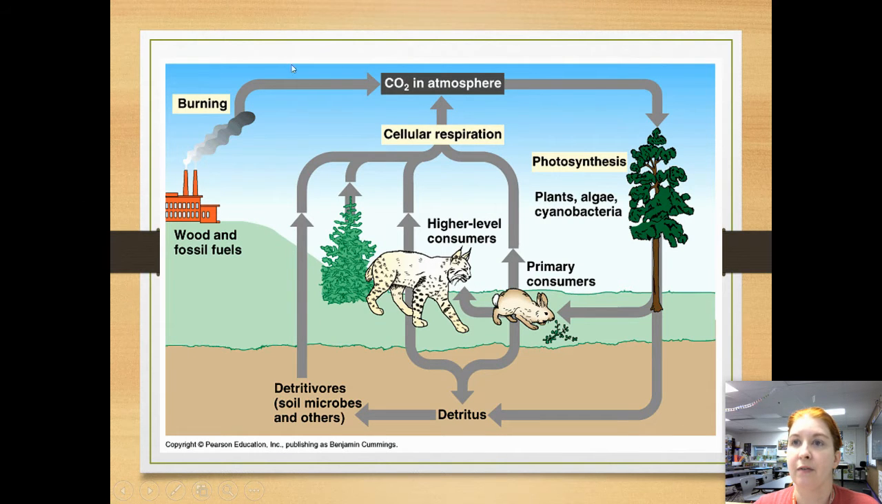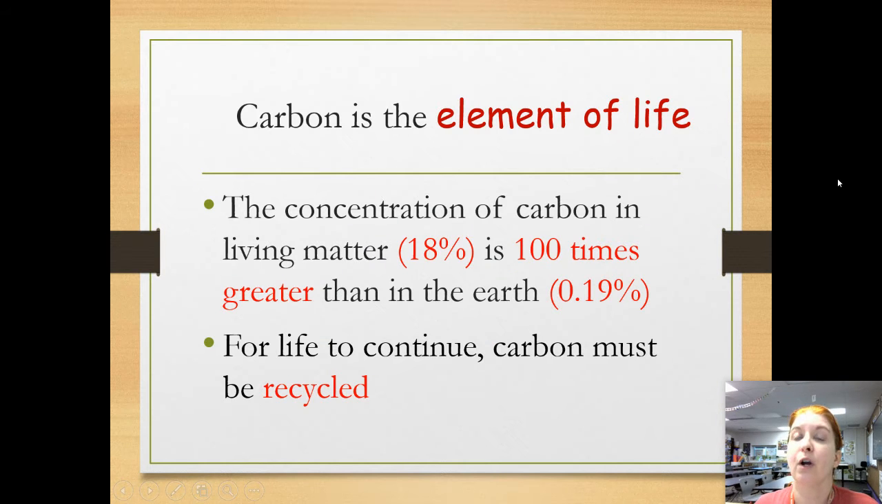So here we have different aspects of the carbon cycle. Carbon is the element of life. We kind of need it to make up most of us. The concentration of carbon in living matter is about 18%, which is 100 times greater than that in Earth. So there's a lot of it in us. For life to continue, therefore, carbon needs to be recycled. You can't just let it end in living matter.